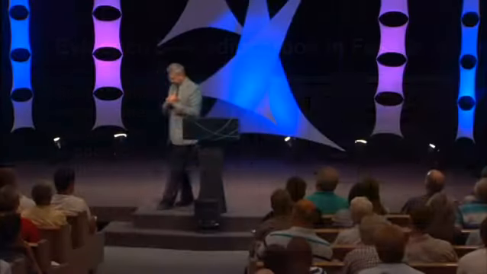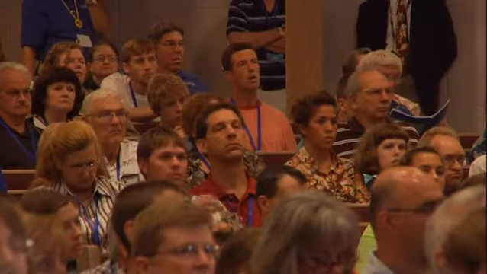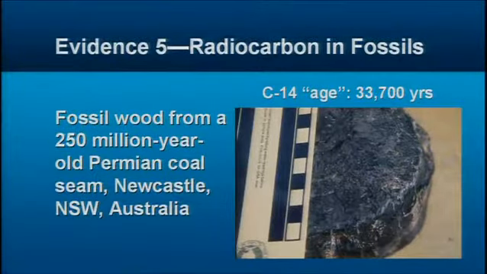So I was mischievous a little while ago, and I decided I'd collect some samples and send them to a radiocarbon lab. But I didn't tell them how old the sample was. I sent them a piece of fossilised wood from a 189 million year old rock in England. And guess what? It returned a radiocarbon age of only 24,000 years. I took a piece of coal from Australia that was supposedly 250 million years old. It gave an age of 33,700 years.